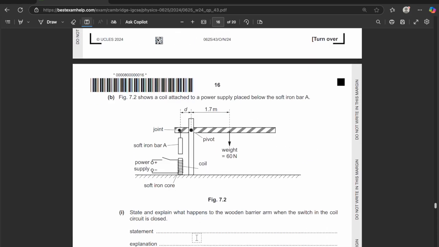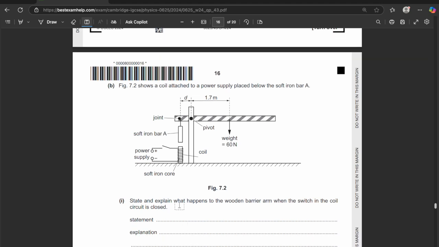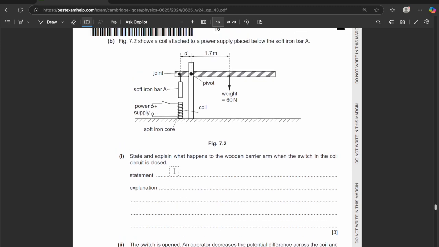B. Figure 7.2 shows a coil attached to a power supply placed below the soft iron bar A. One statement explains what happens to the wooden bar arm when the switch in the coil is closed. So this becomes a full circuit, and this will start becoming a magnet, right? Electromagnetism, and this soft iron will be attracted to it. So it will no longer be in equilibrium, right? It will be attracted, so it will rotate, and you have to explain why as well.